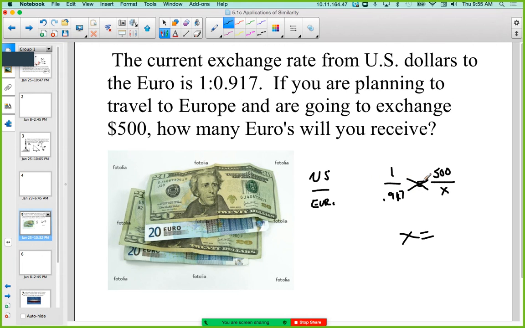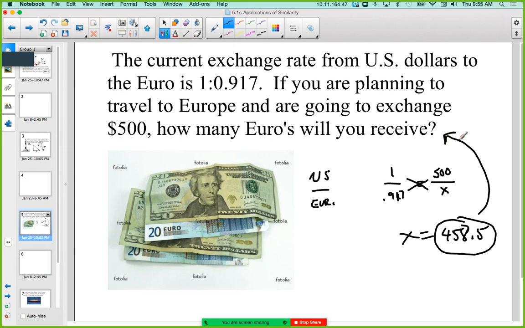0.917 times 500 is 458.5. So how many euros will we receive? Well, 458.5 euros.